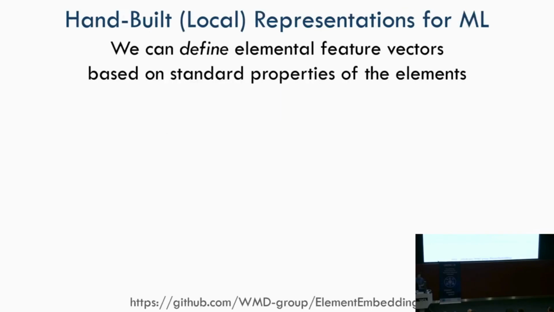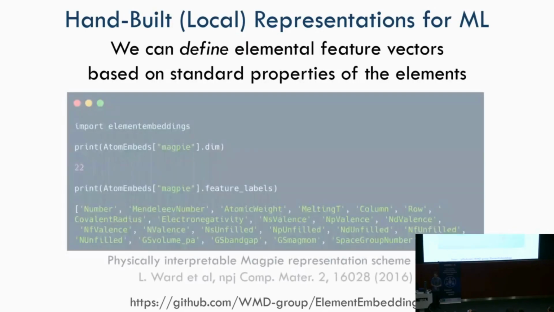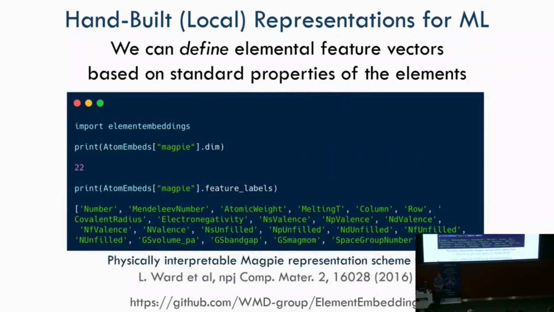And I'd say there was an evolution in this field. At the beginning, about 10 years ago, people were hand-building these vectors. So we call it local representations. One of the popular ones is called Magpie. It's basically, for each element in the periodic table, you have a 22-dimensional vector. But each component of the vector has a physical meaning. So atomic number, space group of the standard state of that element. You see a variety of different things.